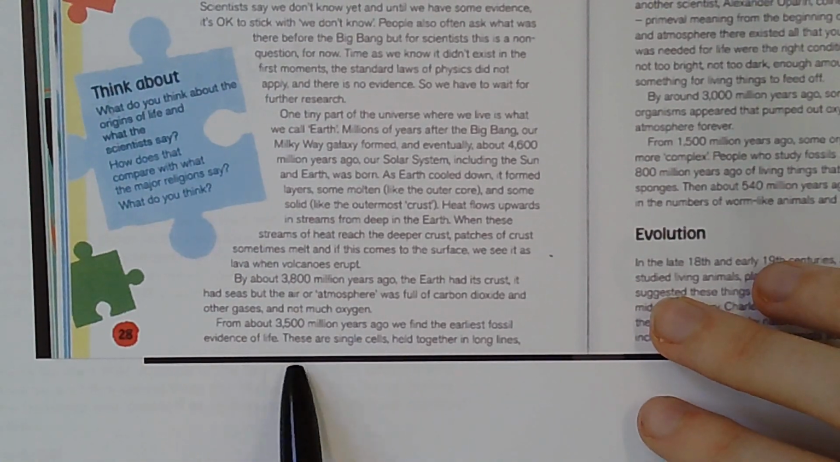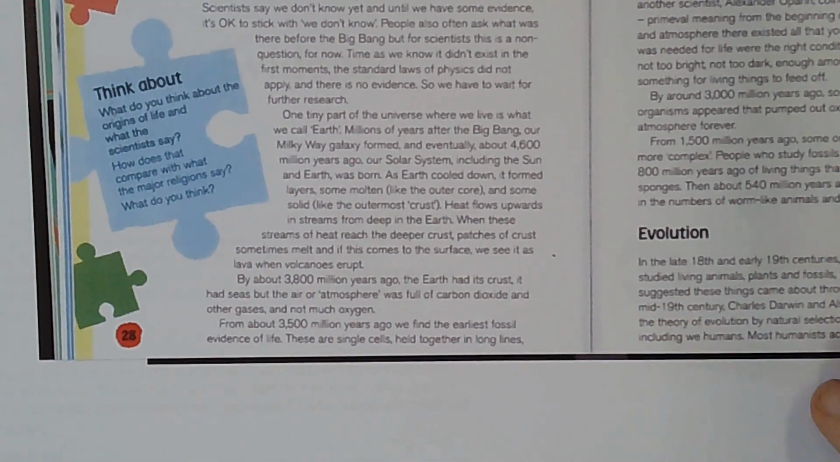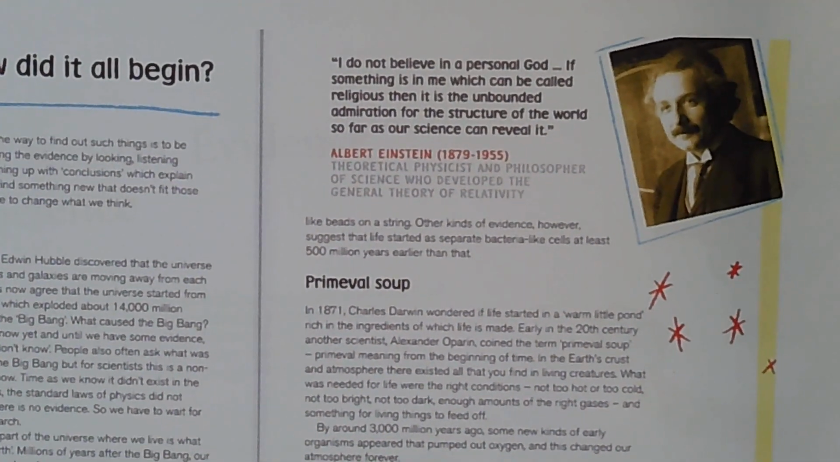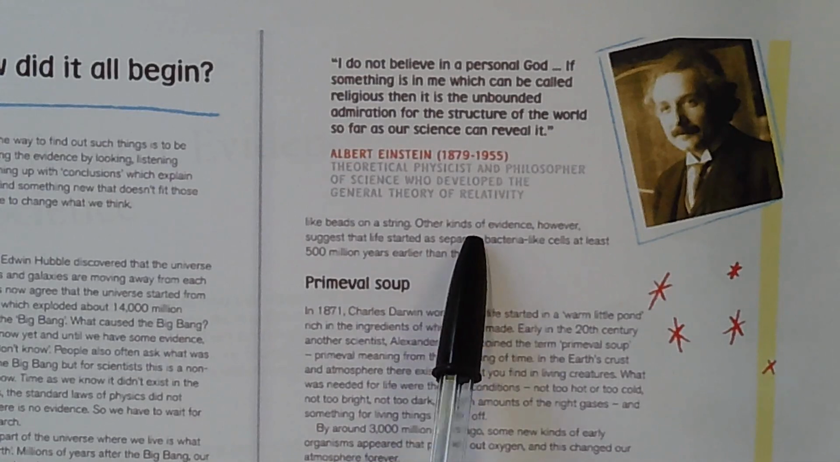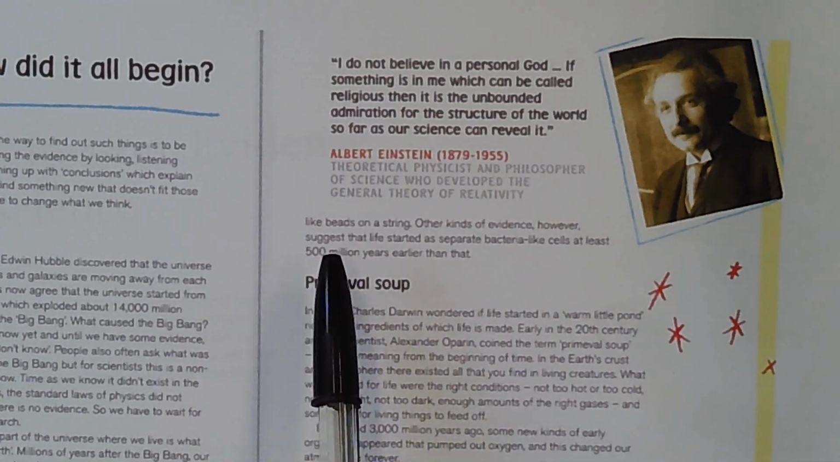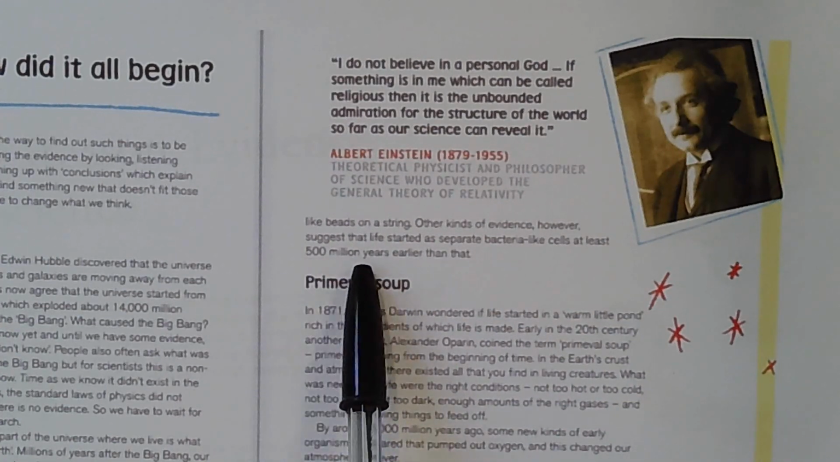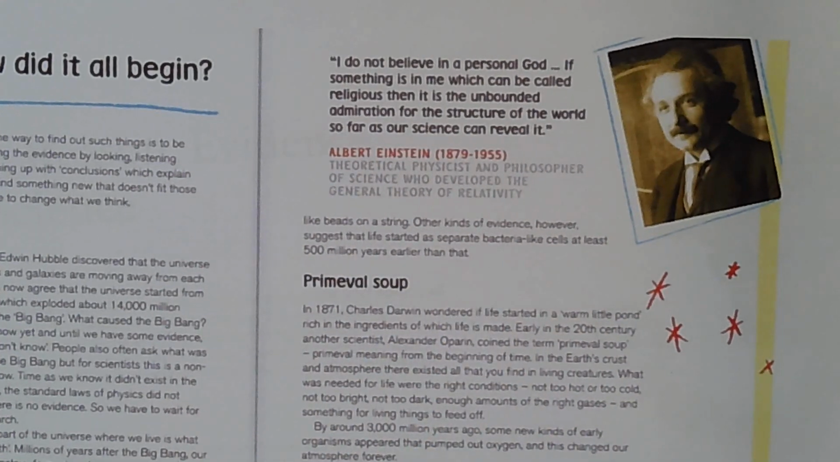So fossils, you'll be discovering them in Year 6. Other kinds of evidence, however, suggest that life started in separate bacteria-like cells at least 500 million years earlier than that. So there's evidence of life on Earth 3,500 million years ago through fossils, but at that point there was too much carbon dioxide and not enough oxygen for people to be able to live there.